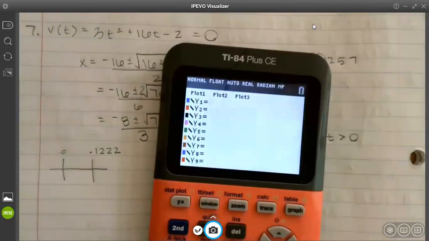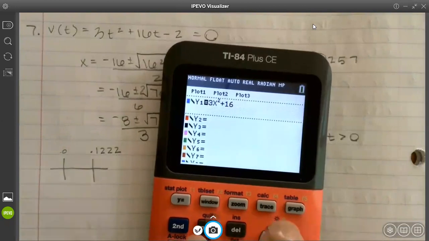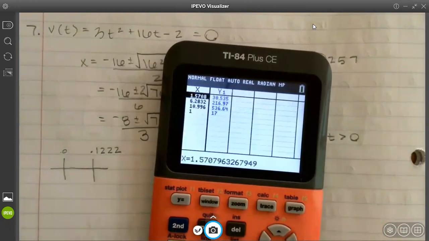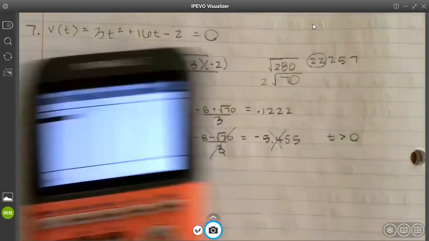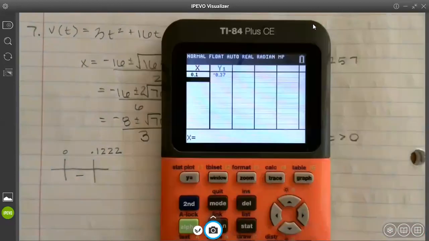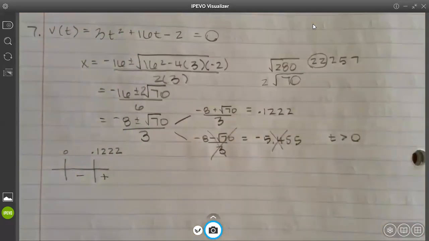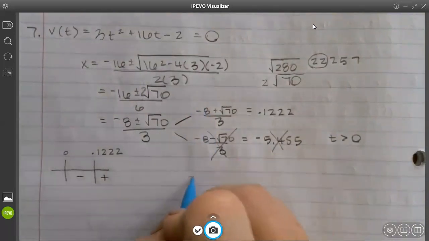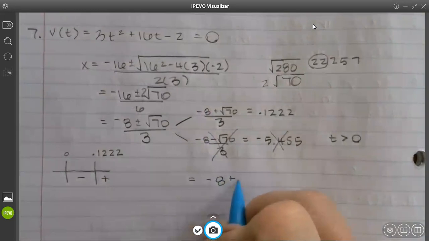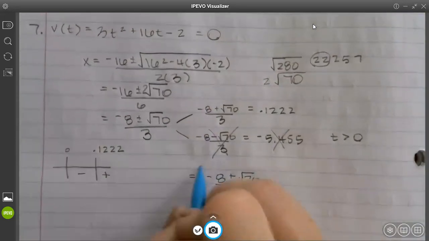So we're plugging it into 3x squared plus 16x minus 2. You said to use what? What do we get? A negative. Sorry. All right. And then a number bigger than 0.1222. What else could you have used? 1, 2, 3, 4, anything bigger. So you don't have to think too hard about that. What do we get? What happens? So it said find out where there's a sign change. There's a sign change at negative 8 plus the square root of 70 over 3.